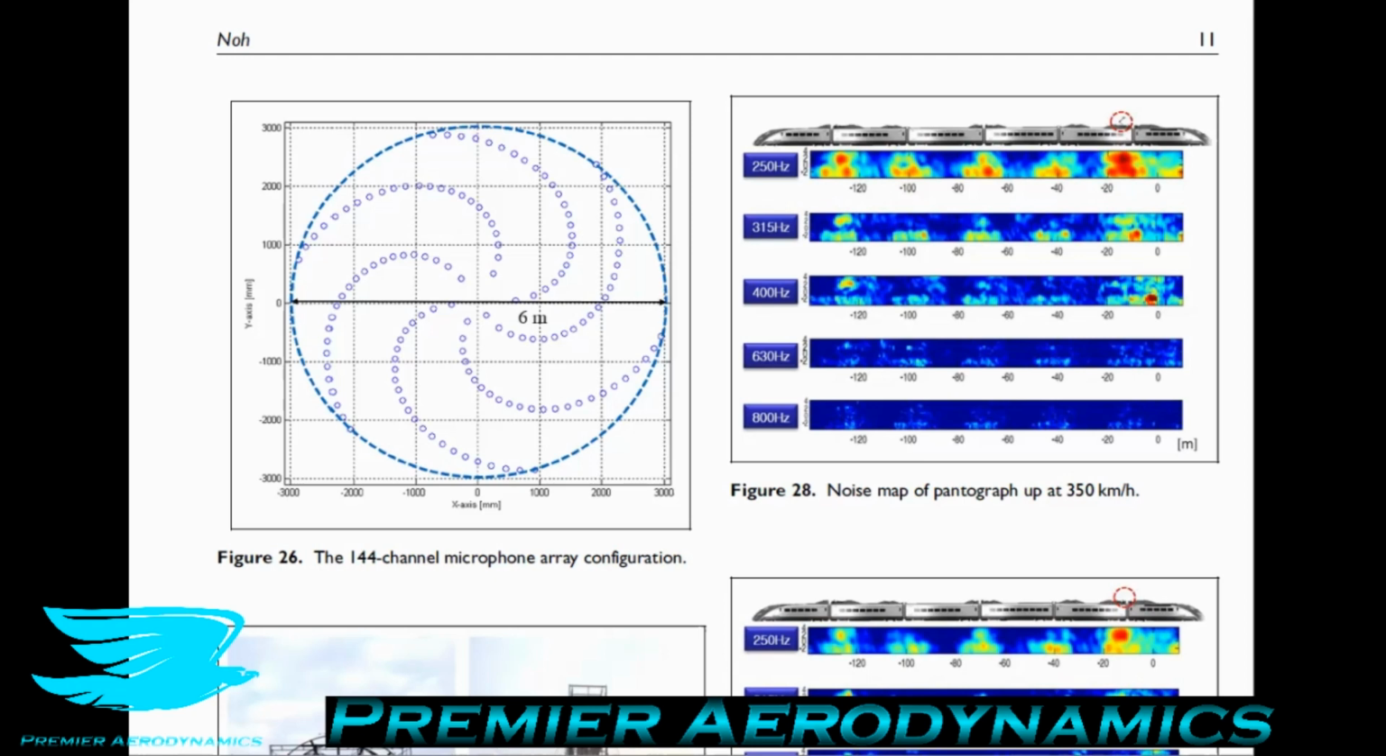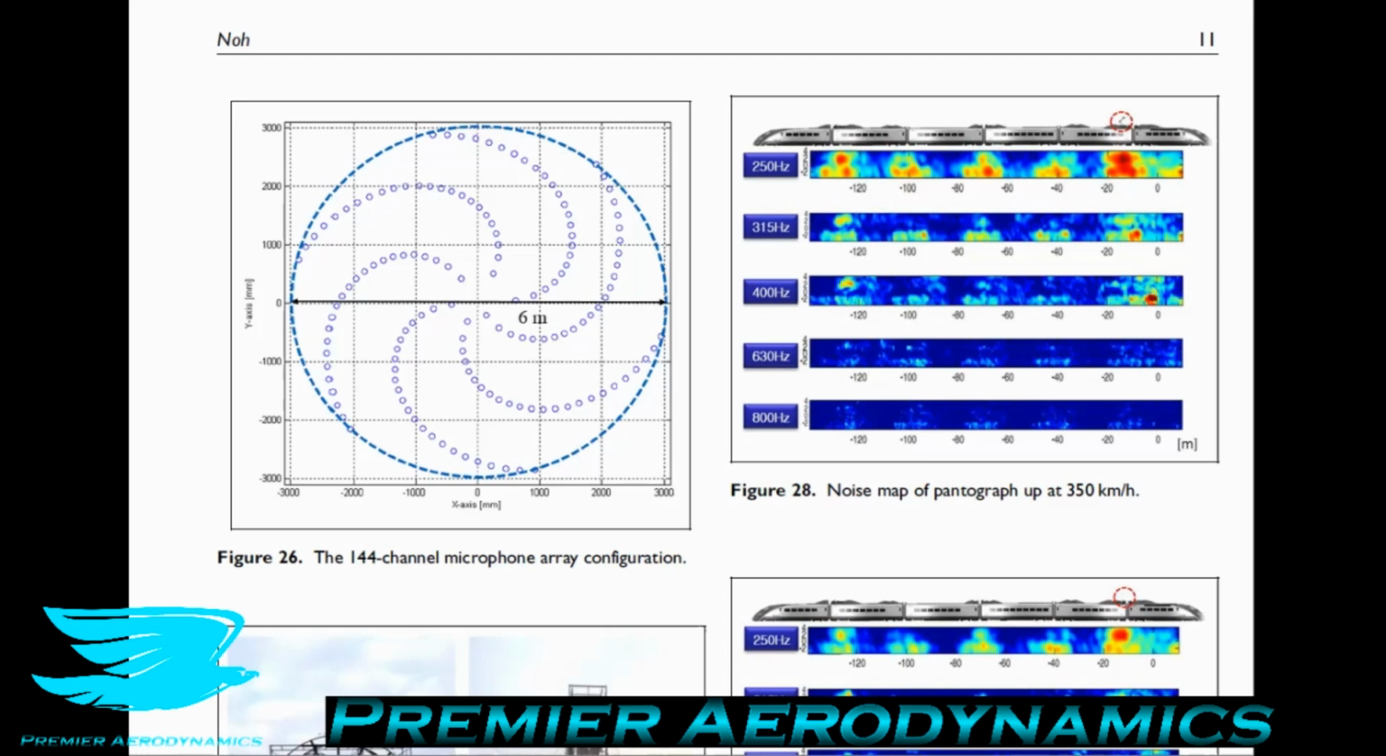However, it is difficult to derive the pantograph noise from the noise of the whole train when running at high speeds. Therefore, in this study, sound visualization results of the high-speed train were used to compare the propagation noise from the pantograph in the up and down modes under the same operational conditions as in a real high-speed train. The microphone array that they used had 144 channels in a spiral configuration, as shown in figure 26.